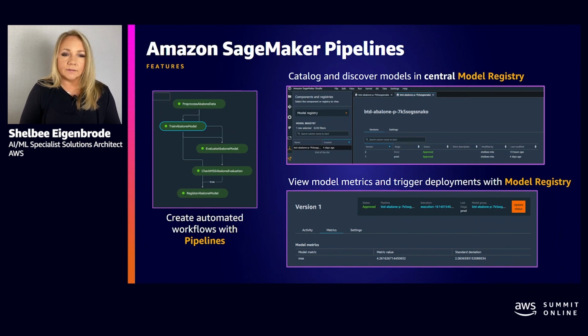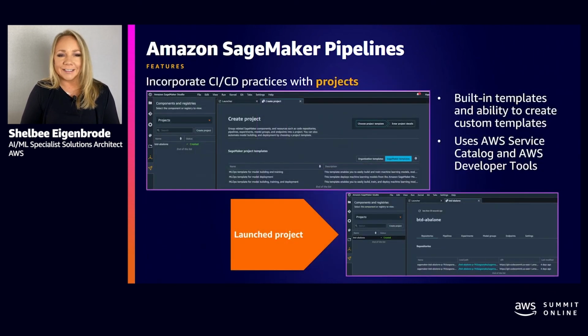And the second component of SageMaker Pipelines is Model Registry, which acts as not only a central store for model metadata, but also includes deployment workflow capabilities where you can use a status approval update to then trigger a downstream deployment, which then brings us to this third component of SageMaker Pipelines, which is projects.